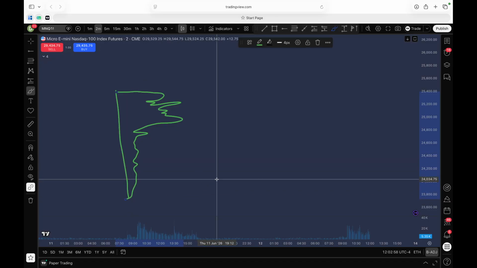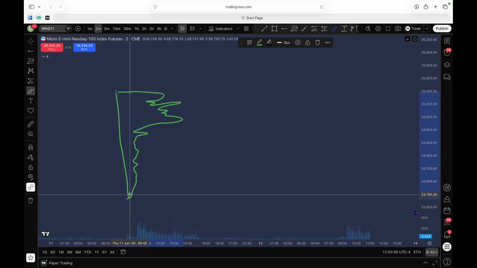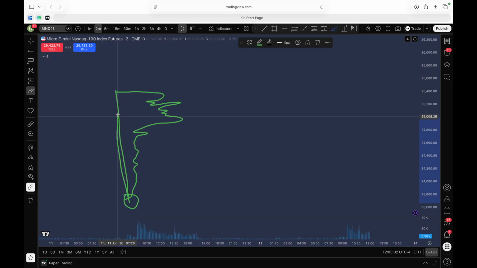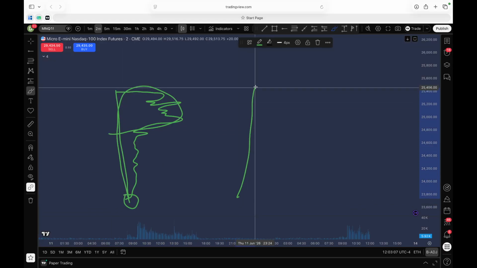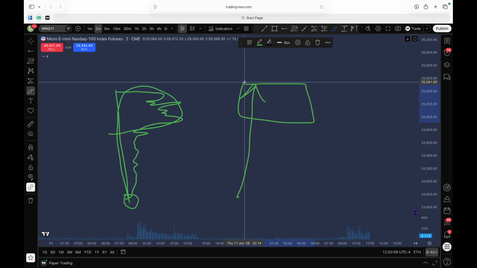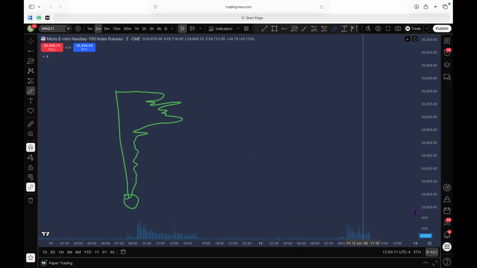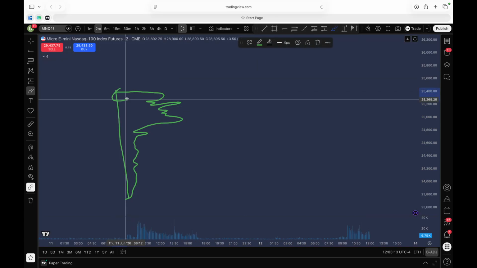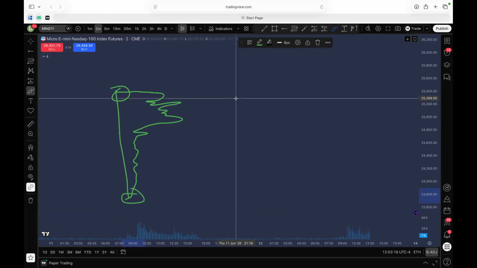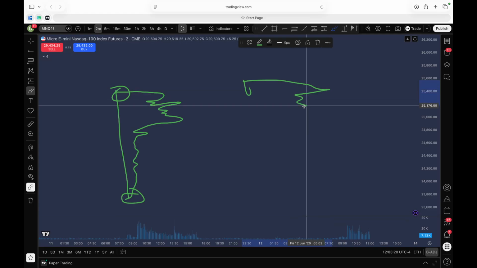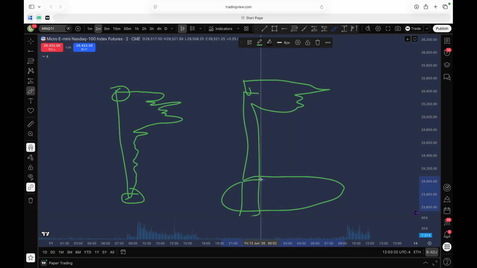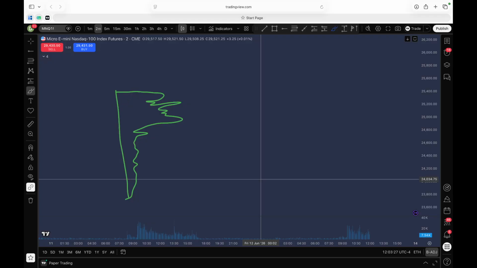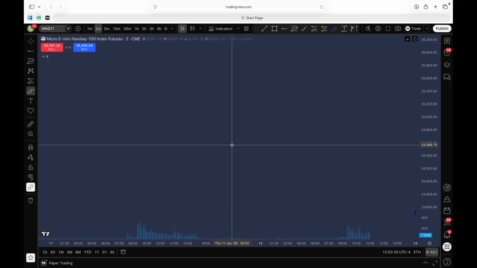So if the market opens down here and it makes a P shape, that means price is looking for new price discovery to the upside, bullish. The problem is if price starts up here and ends down here, that means price was here and is looking for new price down here. It just hasn't found it yet. So it's bearish, but it hasn't found the new price yet.